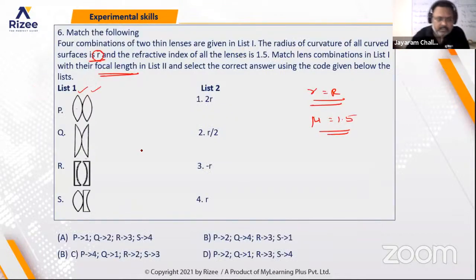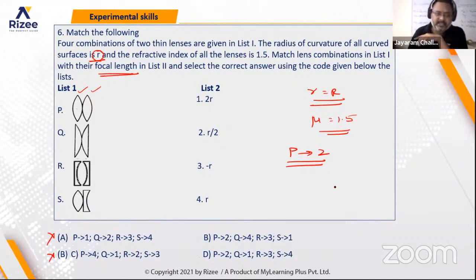So it is r/2. That means P should be related to whom? The second one in list 2. So P should be related to the second one, which means it should be in option B and option D. So these two options are eliminated immediately.